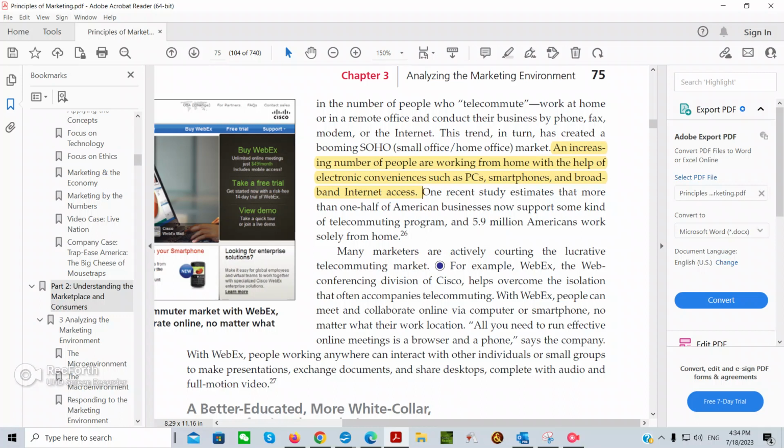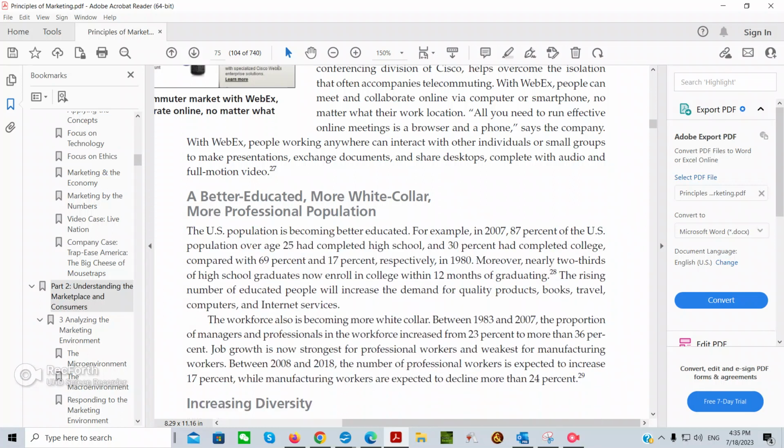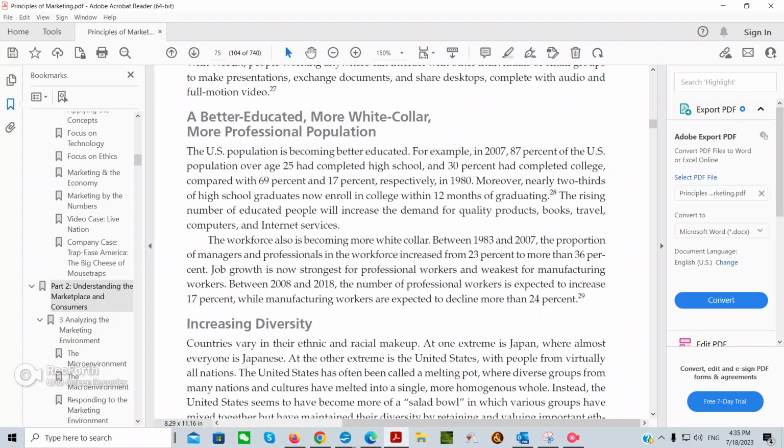Many marketers are now courting the lucrative telecommuting market. For example, WebEx, the web conferencing division of Cisco, helps overcome the isolation that often accompanies telecommuting. With WebEx, people can meet and collaborate online via computer or smartphone, no matter what their work location. All you need to run effective online meetings is a browser and a phone, says the company. People working anywhere can interact with individuals or small groups to make presentations, exchange documents, and share desktops, complete with audio and full motion video.